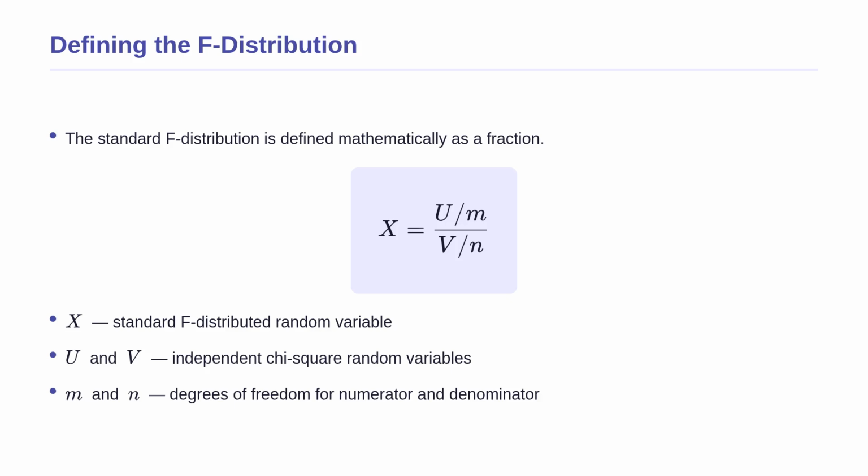Building on that definition, let us look at the exact mathematical formula. The standard F distribution, which we will call X, is defined as a fraction. On the top, we have U, a chi-squared random variable representing the variance of our first group, divided by its degrees of freedom, M. On the bottom, we have V, a separate chi-squared random variable for our second group, divided by its degrees of freedom, N. If the variance of the first group increases, the overall value of X increases. If the variance of the second group increases, the value of X decreases. This fraction is the exact mathematical definition of an F distribution.